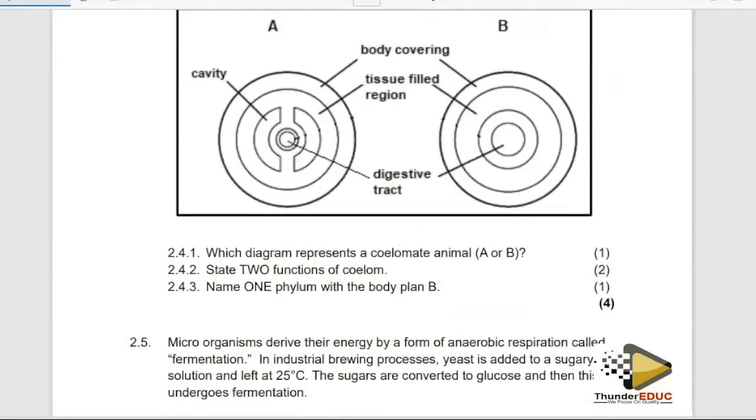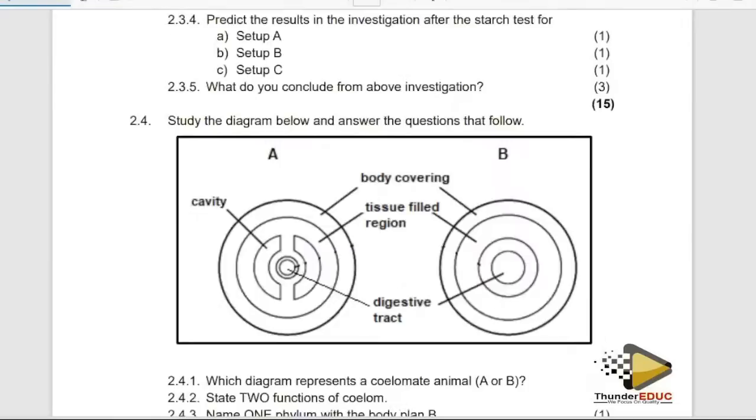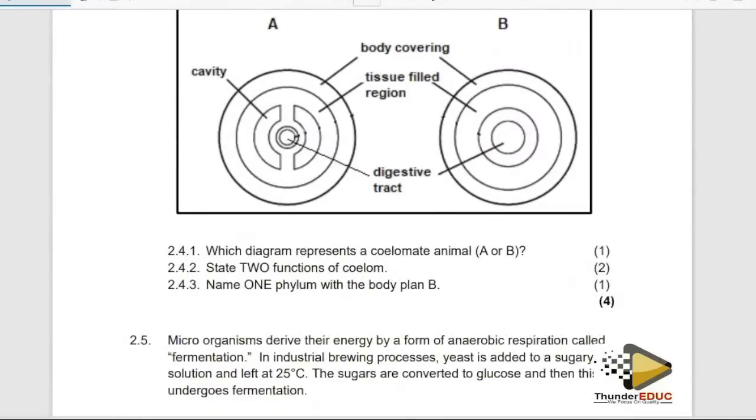Good. And let's go to these animals. Which diagram represents a coelomate and not a coelomate? Look, this is not a combination. If this A was here, it would have been B. But the A is separated from the wall. Therefore, it's A. They are saying coelomate. So they're looking for the coelomate.